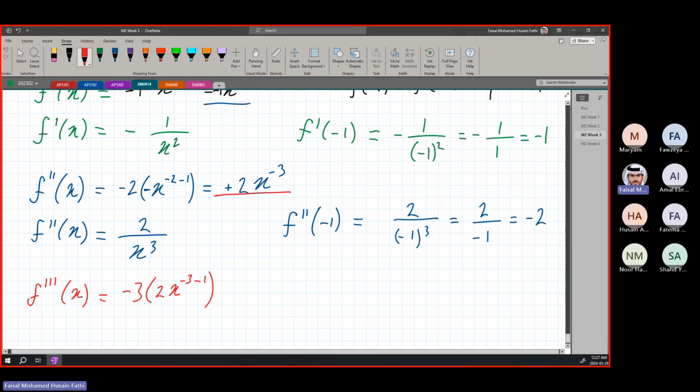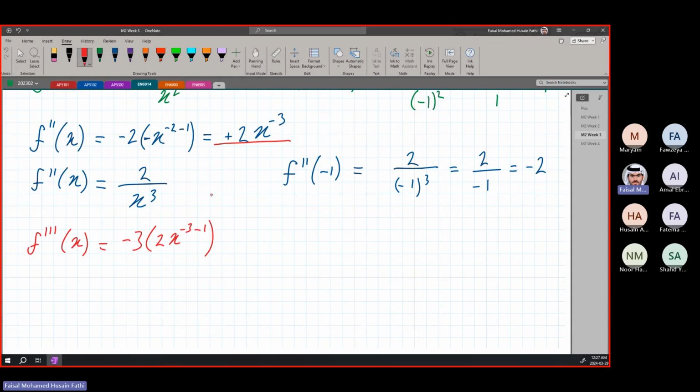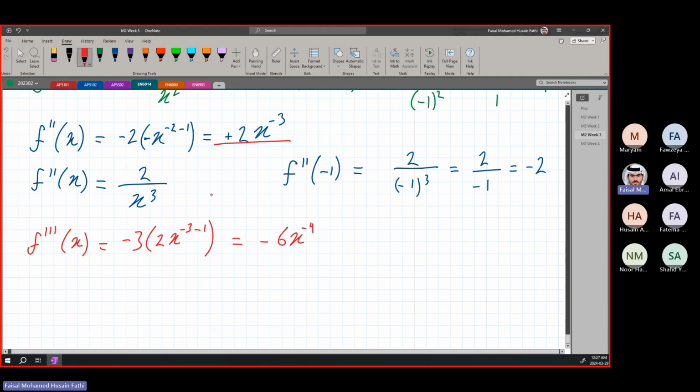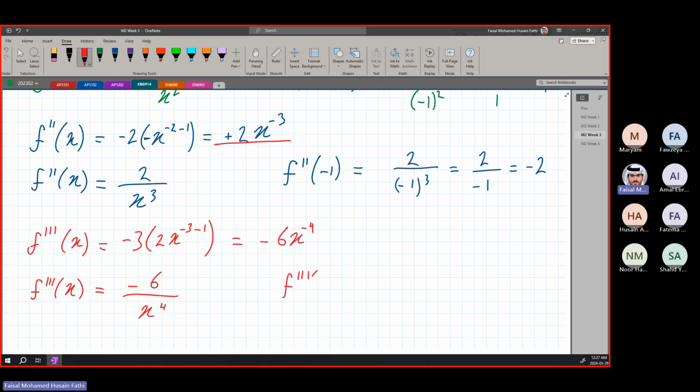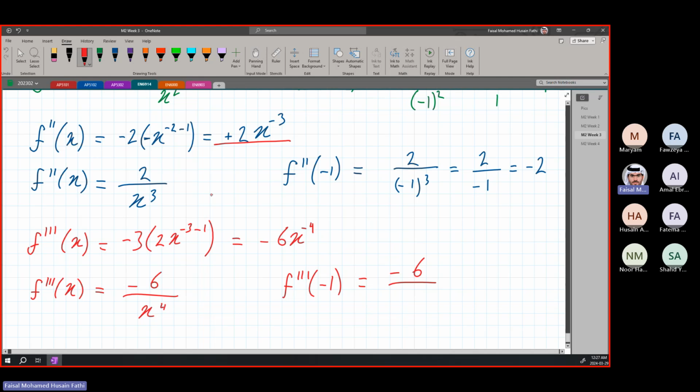So this is going to be equal to minus 6x to the power of minus 4. So f triple prime of x is equal to minus 6 divided by x to the power of 4. If we want to find it at the center point of minus 1, this is going to be minus 6 over minus 1 to the power of 4. Since this is an even number, the negative will become positive.